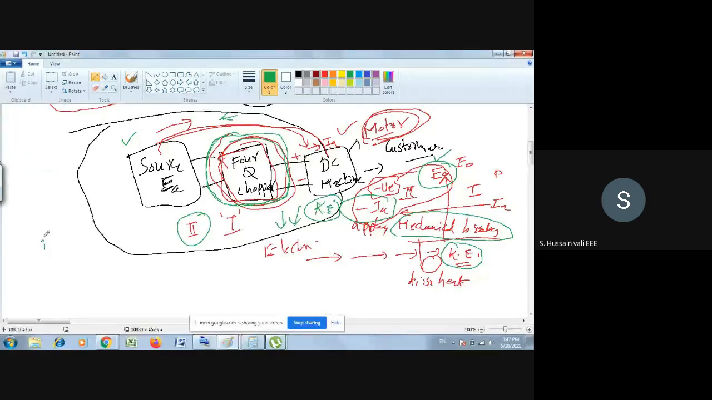If it switches to quadrant number 2, then you get two things. What is the requirement? Slowing down. You are meeting this requirement, at the same time with one advantage. What is the advantage? The advantage is collecting power from the motor. So you want to slow down.